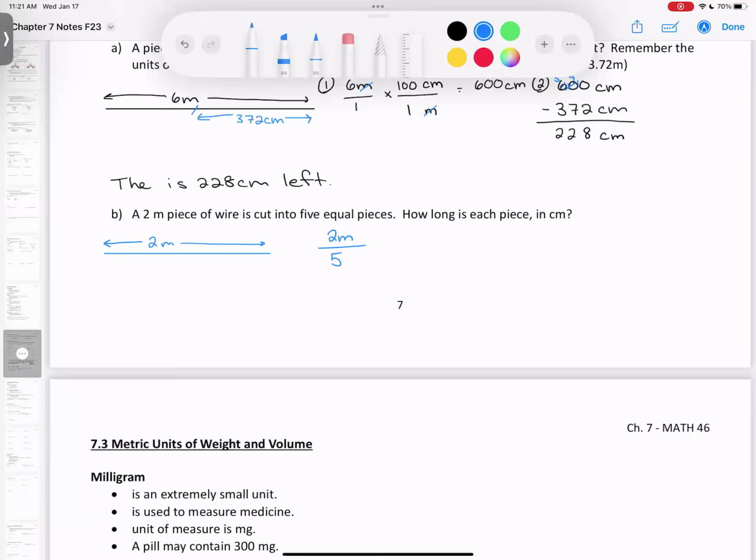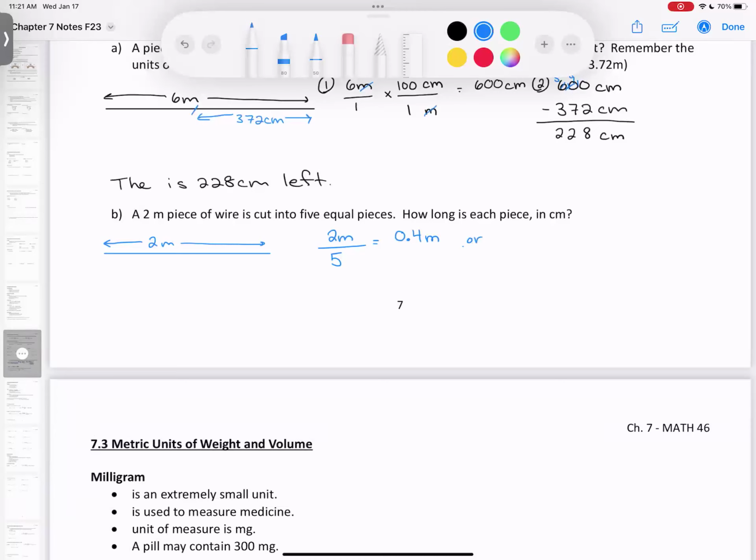Okay, so hopefully you had a chance to try this on your own. If we do 2 divided by 5, we're going to get a decimal answer. So our answer here is going to be 0.4, and we're dealing in meters. So each of those pieces is going to be 0.4 or 4/10 of a meter.